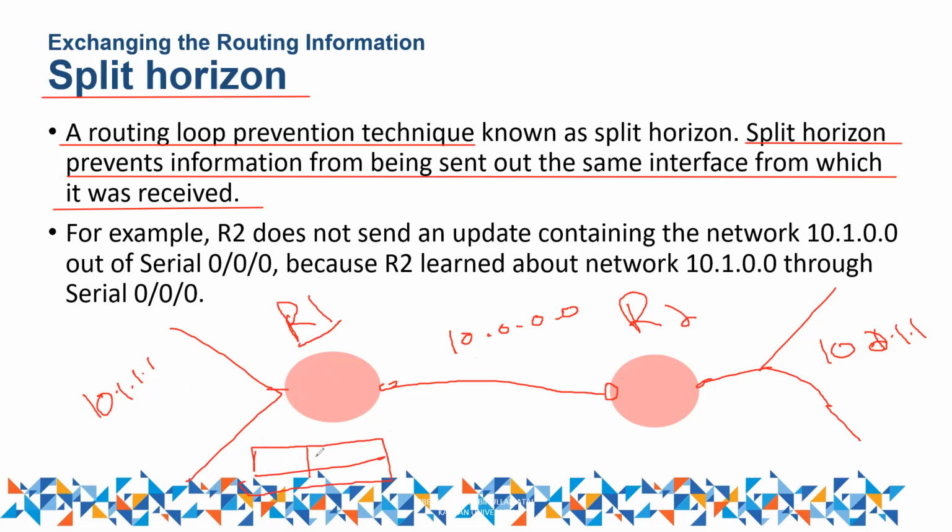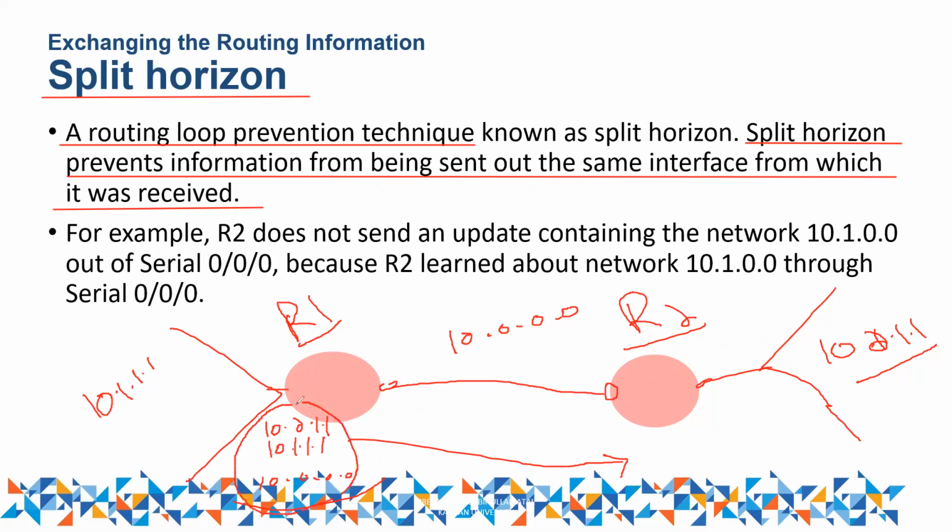Router 1 knows about 10.1.1.1 and also about 10.0.0.0, okay? But router 1 doesn't know about this 2.1.1. Who will inform it? R2 will inform it, okay? So R2 will tell R1 that there is also a network 10.2.1.1, and the same information will be here too. Now R1 has 3 entries in its routing table.